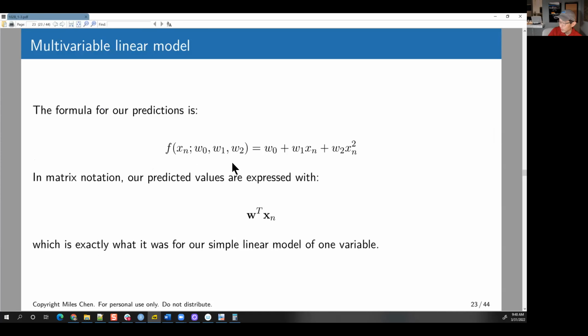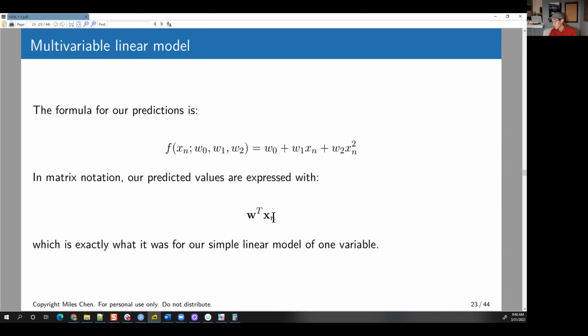And so if we say, okay, well, what would our fitted values be? We've got W0 plus W1, kind of our slope term, times xn. And then we've got W2 times our xn squared term. And if we say W is going to be a matrix with W0, W1, and W2, we can say this is still W transpose xn, right? Because xn consists of 1, xn, and xn squared. And if W is W0, W1, W2, if we do W transpose xn, we're going to get this thing.